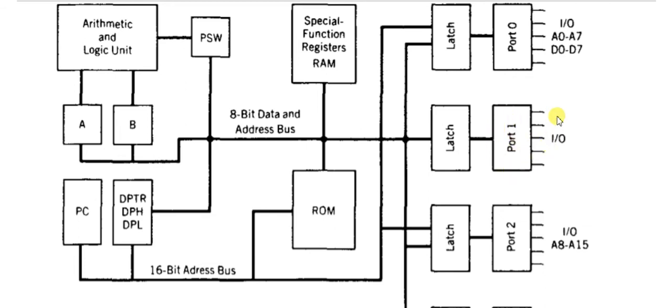You can see port 1. Port 1 is again 8 IO lines connected with the latch block, and this port does not have multiple functions like port 0. Port 0 can work as an IO line and as an address and data line. Port 1 cannot; it has only one function, which is to input and output data through this port.